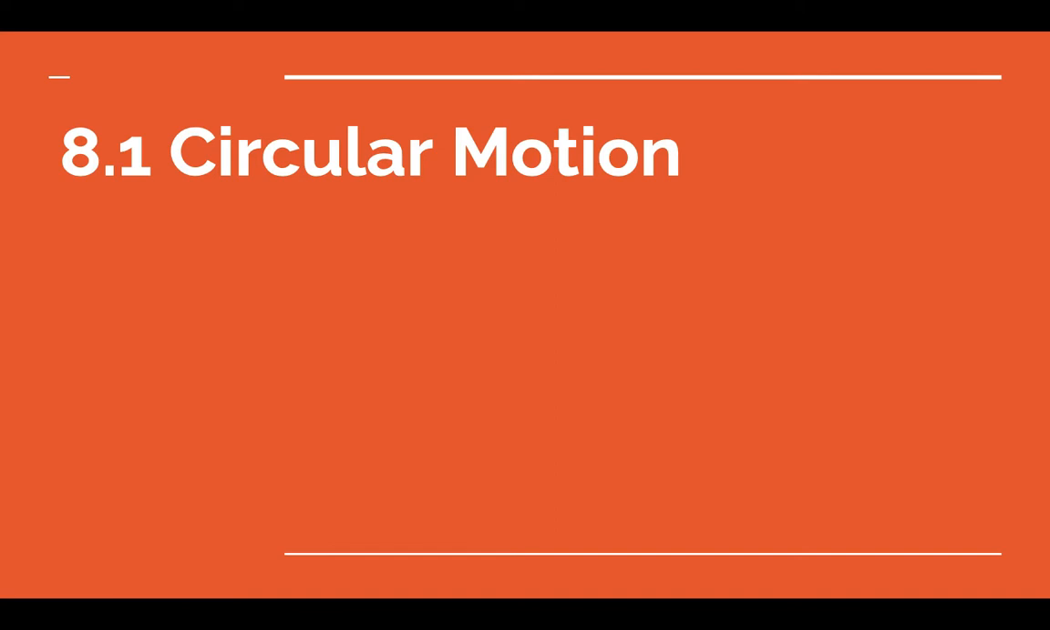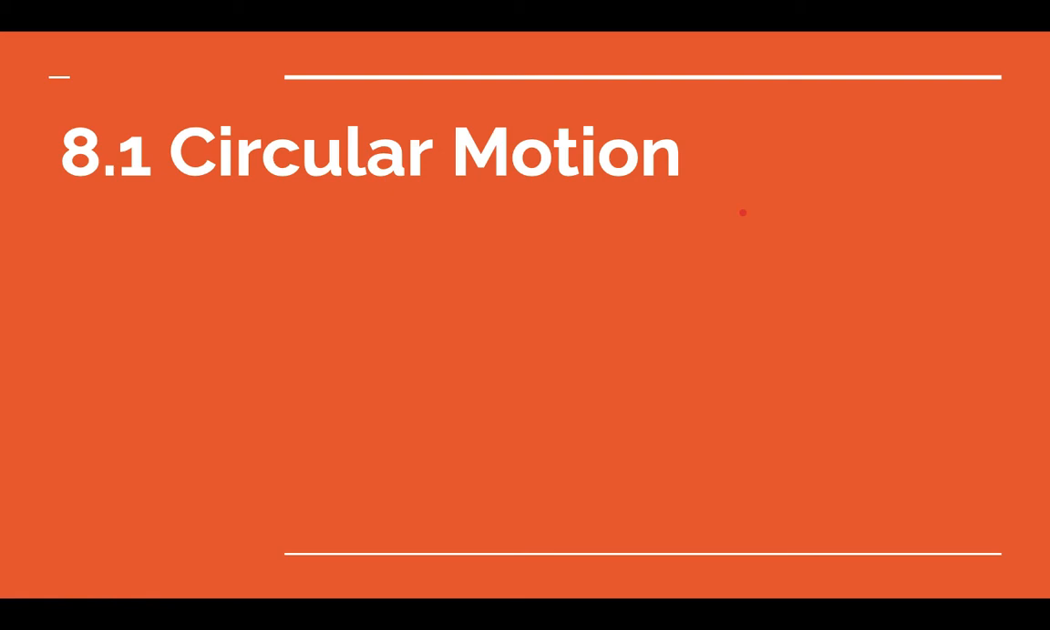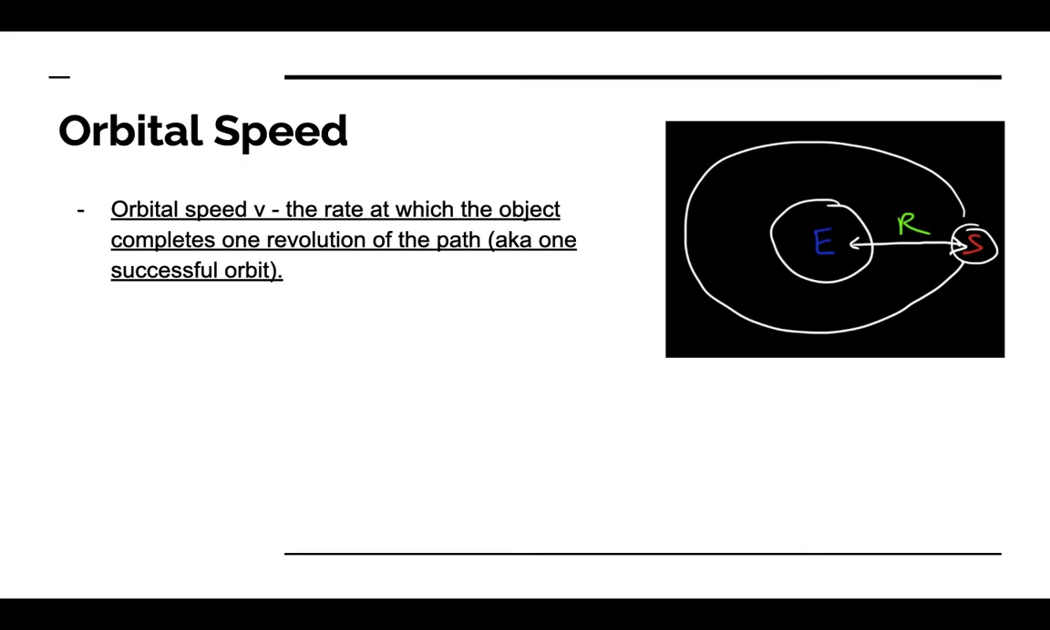So today we'll be looking at circular motion and how we can approach circular motion based on the topics we have studied so far in this course. So the first thing we need to establish with circular motion is what we call orbital speed, okay? Orbital speed v describes the rate at which the object completes one revolution of a path, aka one successful orbit.